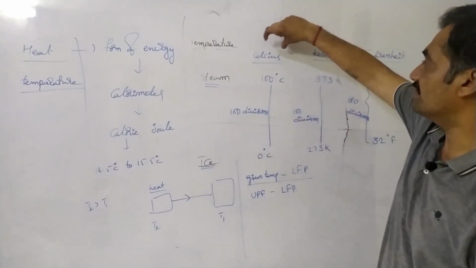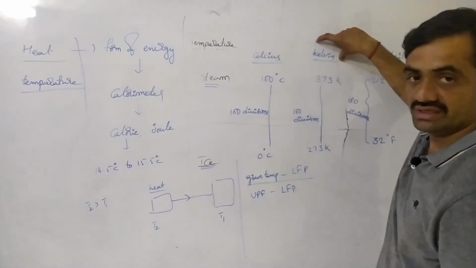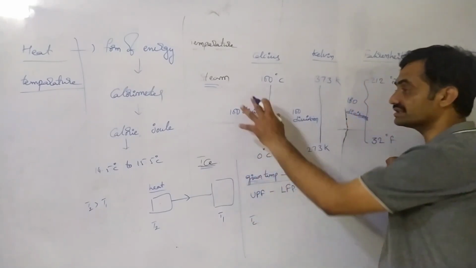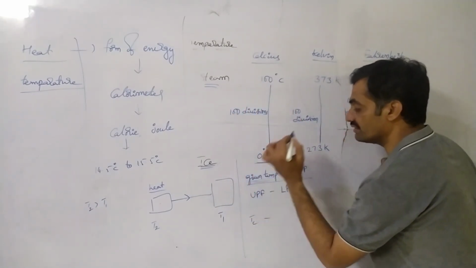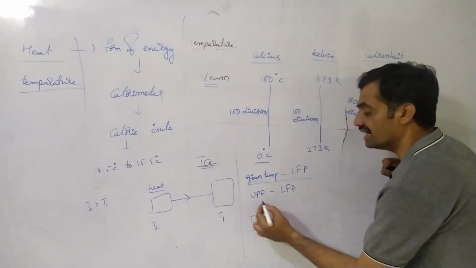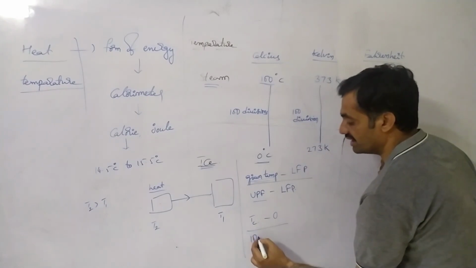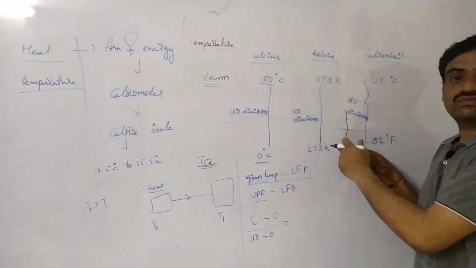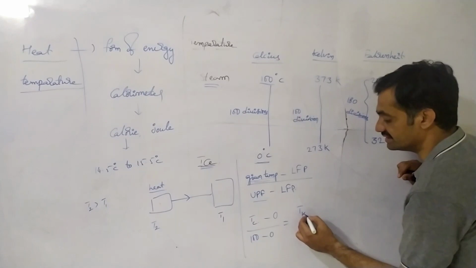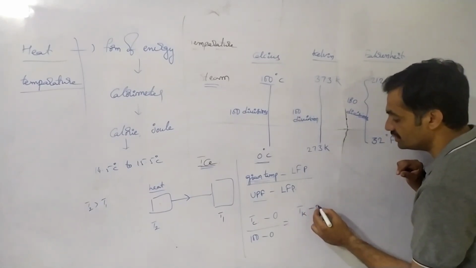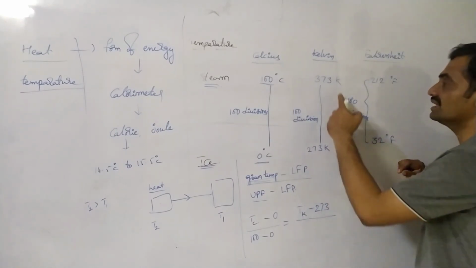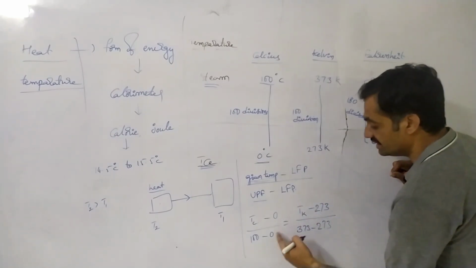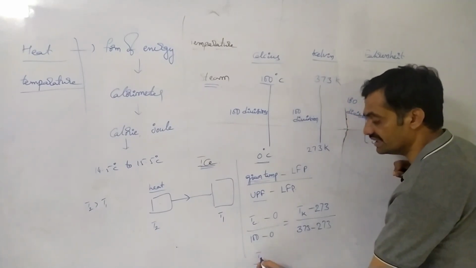So let us consider how to convert from Celsius to Kelvin. If we consider the given temperature as T_C in the Celsius scale, with lower fixed point 0 and upper fixed point 100, then (T_C minus 0) divided by (100 minus 0) equals, in the case of Kelvin, with temperature T_K, (T_K minus 273) divided by (373 minus 273).